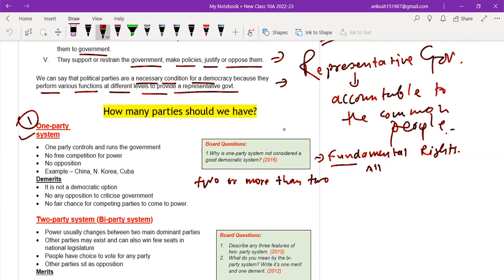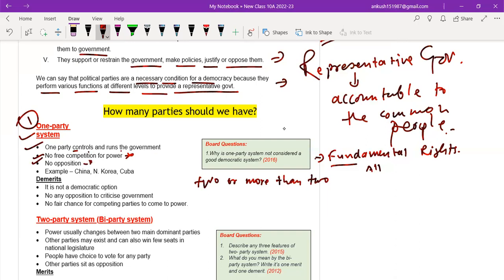Where the one party system exists, the person who belongs to that party would become the head of the country, isn't it? So what is the function of the one party system? The party controls and runs the government. No free competition for power. Means there is no competition because another party does not exist there to compete with the already existing party. Another feature is no opposition.